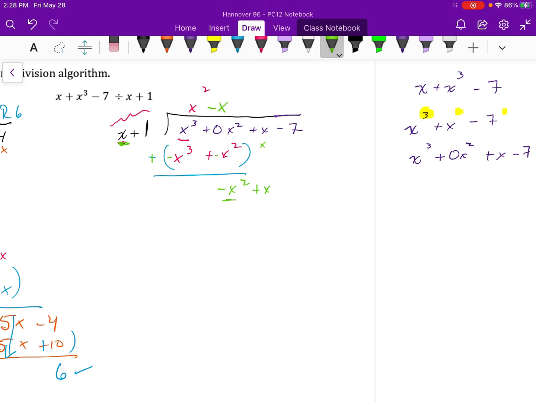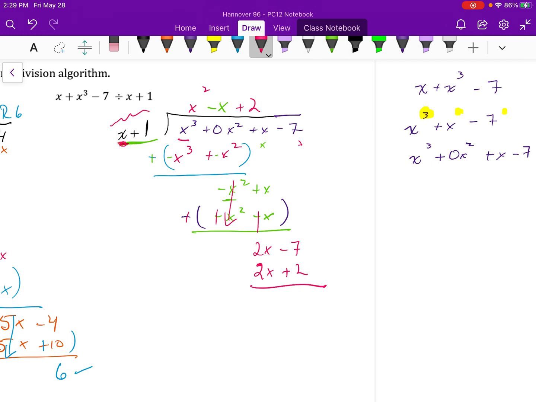x times what gives me negative x squared? Well, that's negative x. Negative x times x plus 1, the whole divisor, will give me negative x squared minus x. Now, remember that you have to subtract this quantity. And this is something that I do: I'm terrible at subtracting those two quantities, so I'm just going to add the negative. So the x squares add up to 0, and x plus x will give me 2x. I carry down the negative 7. x times what gives me 2x? And that's 2. 2 times x plus 1 will give me 2x plus 2, I believe.